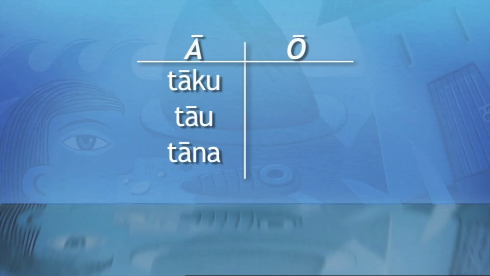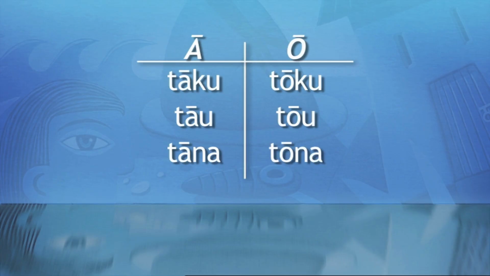Now let's take a look at some examples using OR. You remember this table? On the OR side, we have tōku, my, tō, your, tōna, his or hers. Check out some examples using OR.